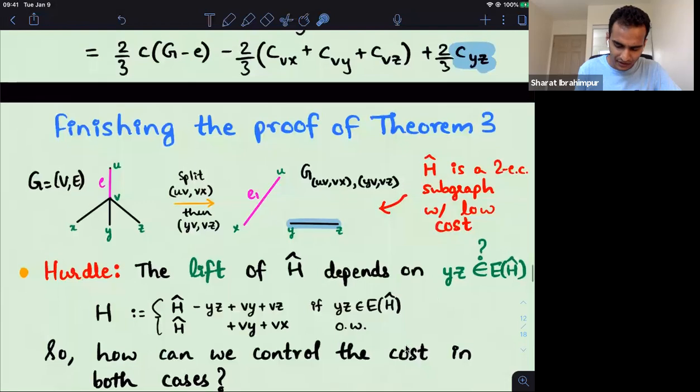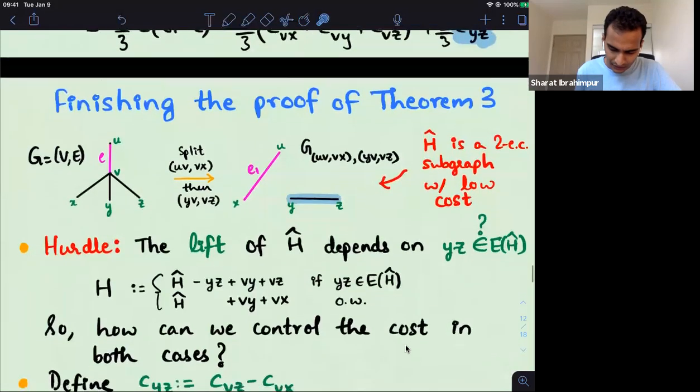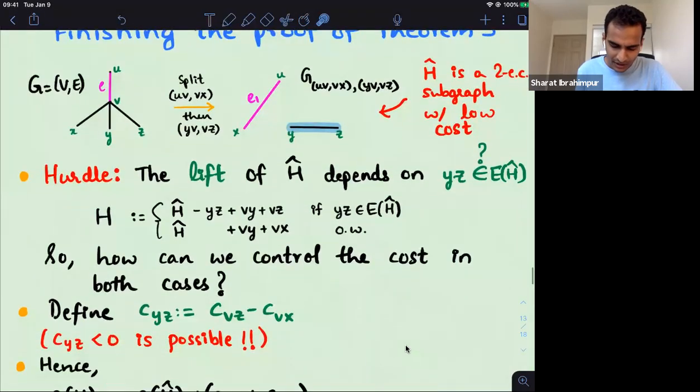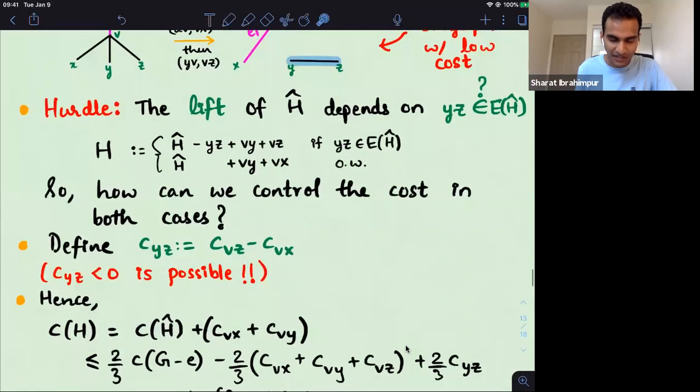So let's see how we finish the proof of theorem 3. There is one last hurdle that we need to solve. Recall that when we obtain a subgraph for the subinstance and now we want to lift it back to the original instance, there are two possibilities. So it's not always a deterministic procedure. We don't always have control on whether the dummy edge belongs to the subgraph or not.